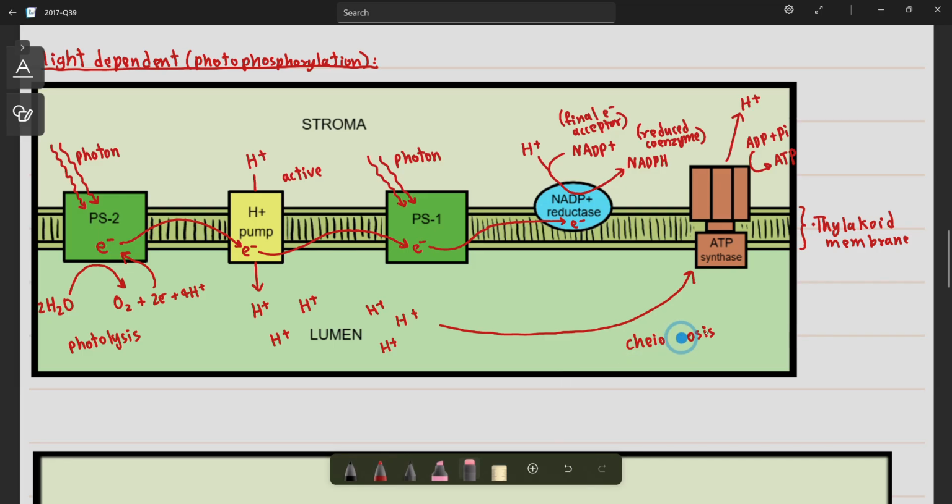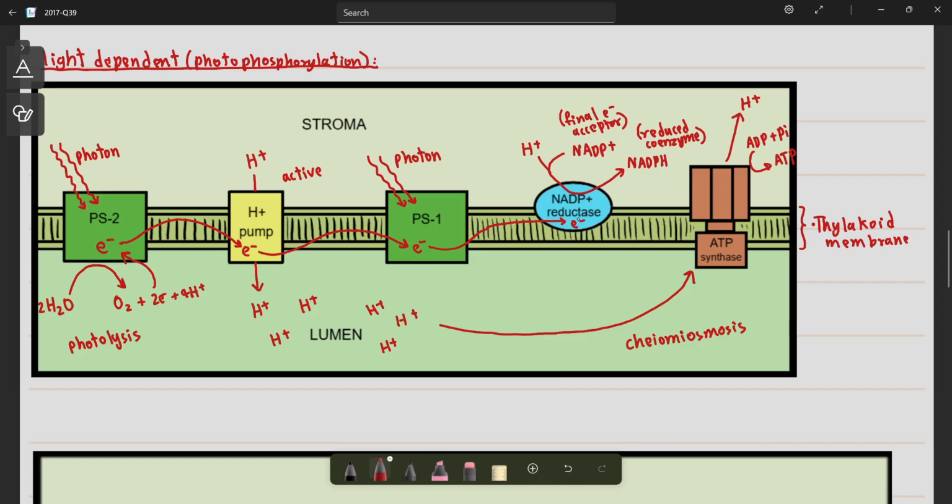Chemiosmosis. So this process where the ions naturally flow down their concentration gradient, which results in the synthesis of ATP due to the concentration gradient, is called chemiosmosis. This process is chemiosmosis and it powers up the ATP synthesis to produce ATP.